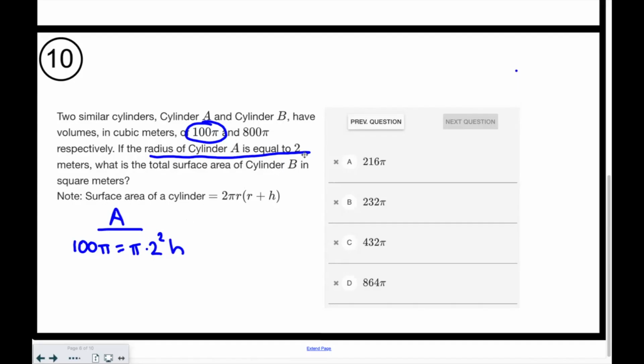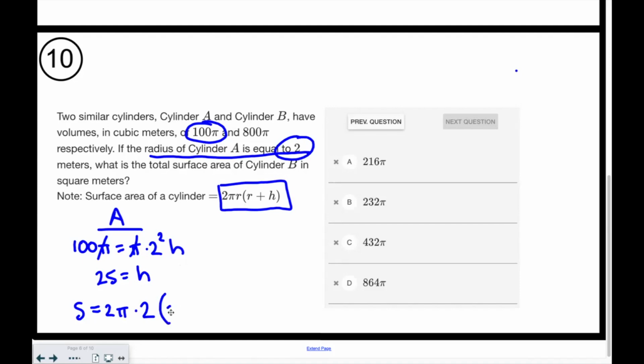Again, pi r squared h, r is 2. The volume is given as 100 pi. So divide the pi's out, and 100 divided by 4 is 25. So 25 is h. Now I'm going to go to the surface area. Just call that S. They give me the formula here. That's 2 pi times 2, the radius of 2, and then radius plus height, 2 plus 25. So this is 27 times 4, which gives me 108 pi. So what I just figured out was that the surface area of cylinder A is 108 pi.